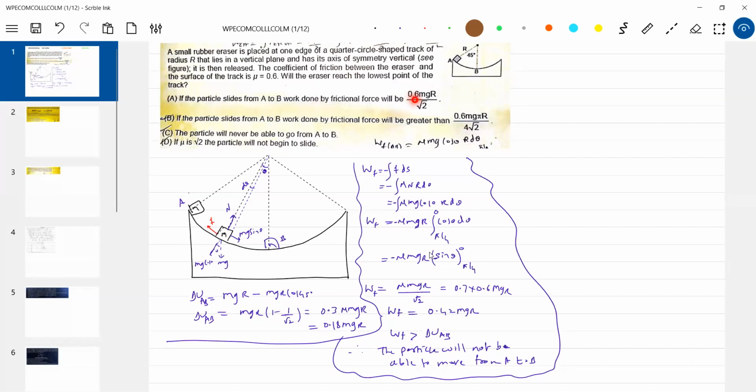I think it should be equal, no? Check now, this quantity is greater than this. I think pi is there here, he has brought pi also. I think it should be less than, no? So this is not the correct option, and this is the correct option. If mu is root 2, the particle will not begin to slide.